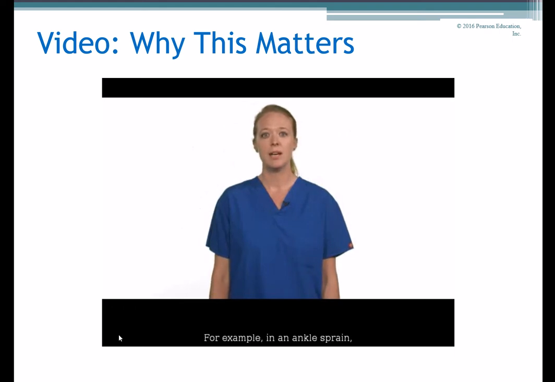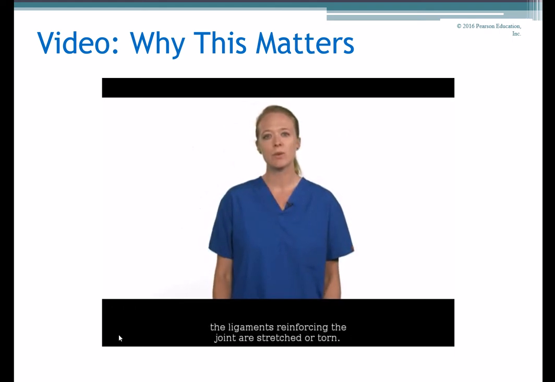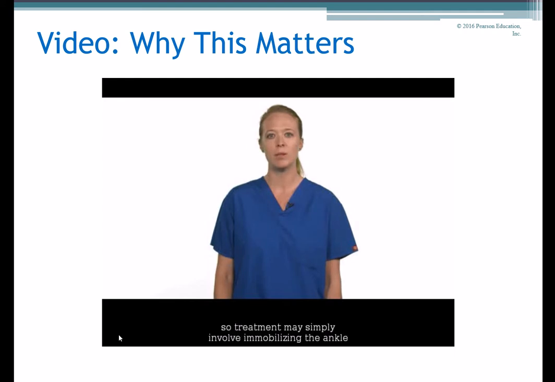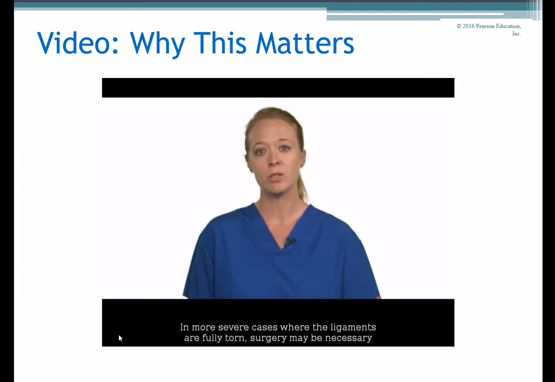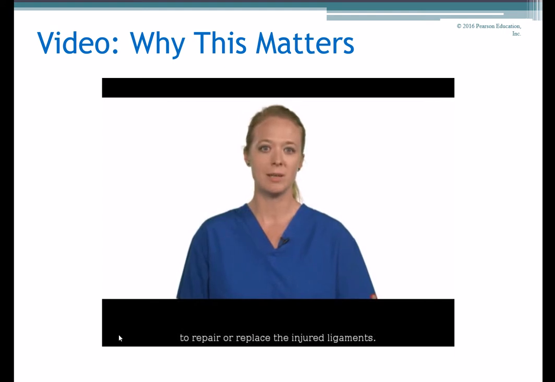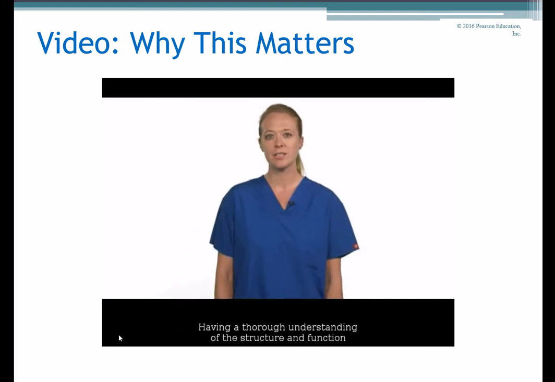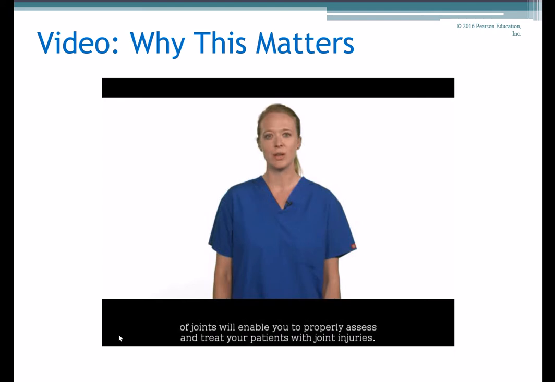For example, in an ankle sprain, the ligaments reinforcing the joint are stretched or torn. Partially torn ligaments will repair themselves in time, so treatment may simply involve immobilizing the ankle so the body can do its work, undisturbed by movement. In more severe cases, where the ligaments are fully torn, surgery may be necessary to repair or replace the injured ligaments. Having a thorough understanding of the structure and function of joints will enable you to properly assess and treat your patients with joint injuries.